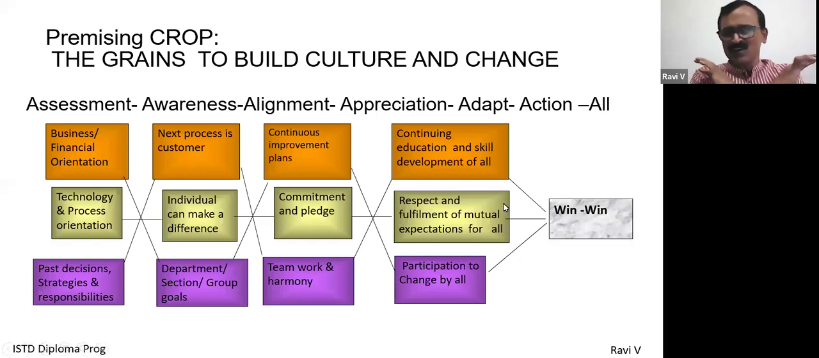This is the entire 6A approach or 7A approach we must have, right? First of all, assess, then aware, align, then build appreciation. Now it's action for us in terms of your involvement, right? You are connecting and linking to the people, getting people to adapt to the change, getting them to work on action plans and also see that everyone is working as a team.